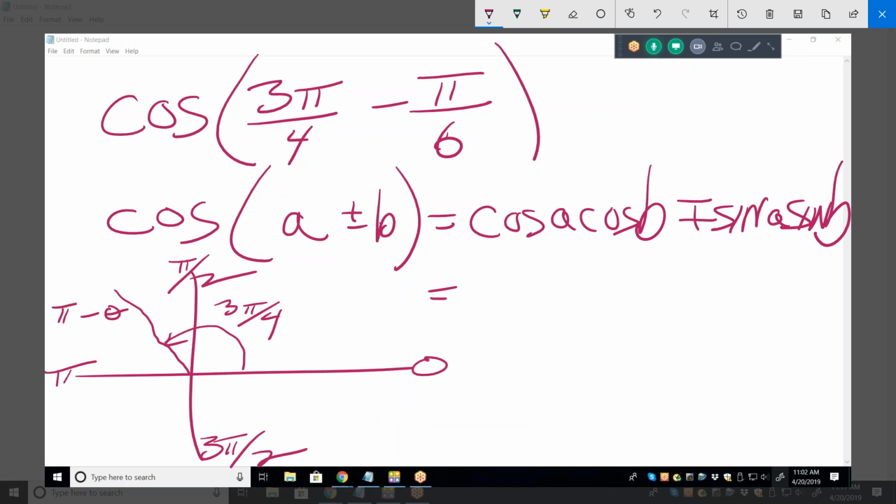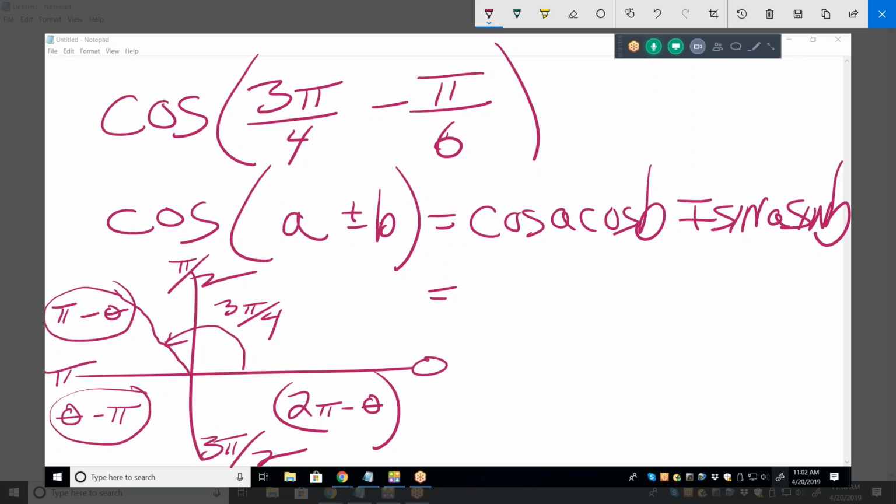In the second quadrant, you convert it using that formula. In the third quadrant, you convert it using that formula. And in the fourth quadrant, you convert it using this formula. And what I mean by converting it is convert it to a first quadrant angle. That's the easiest way I have found to do trig, using these three formulas.